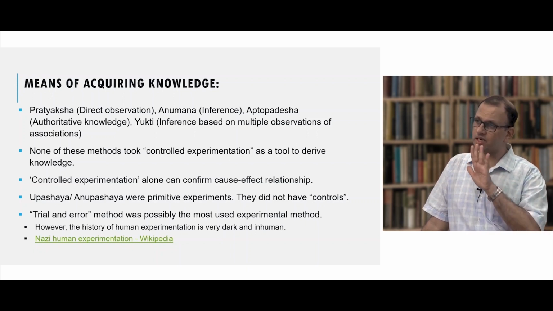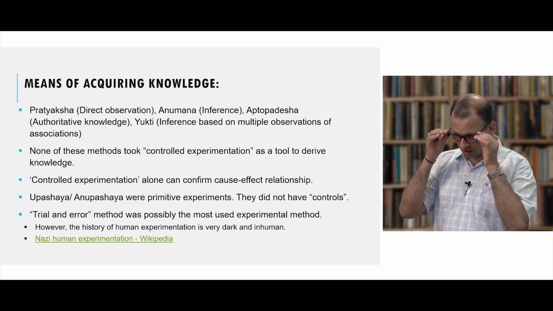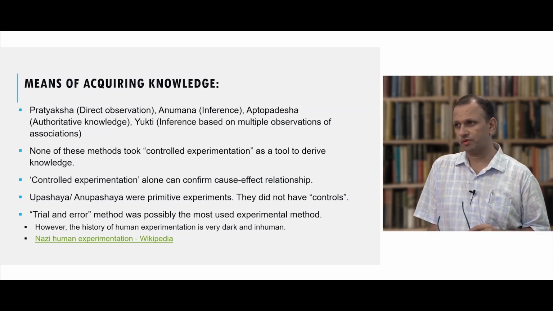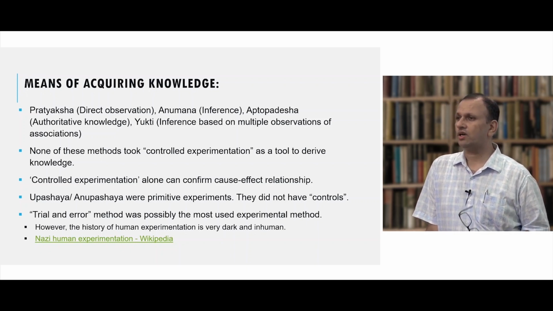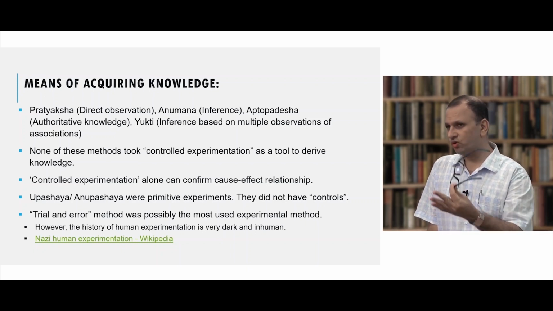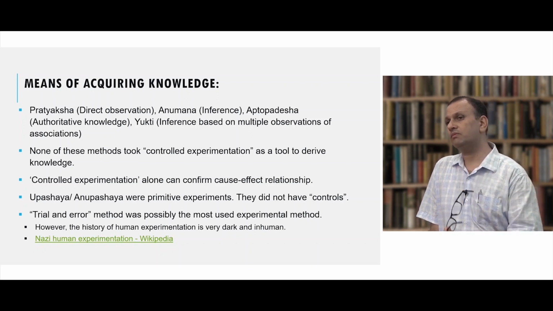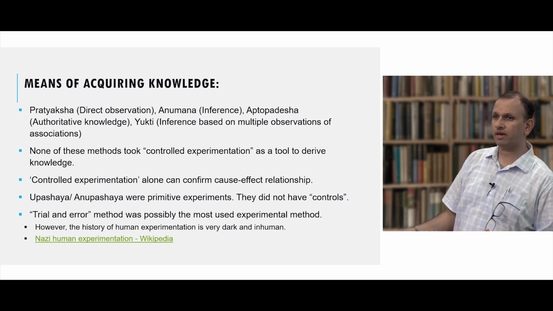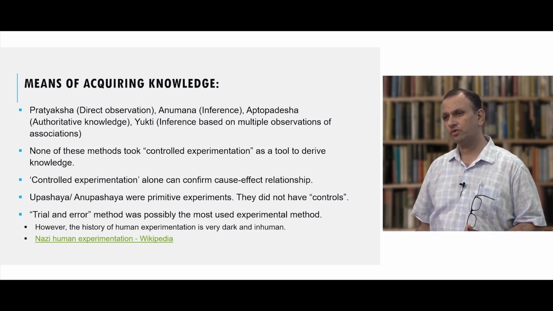However, the history of human experimentation is very dark and inhuman. This also we need to understand, right? Simply because they did not have controlled experimentation, we should not brush aside the entire observations that have been documented in Ayurvedic textbooks. Human experimentation is very new, and it has got a very dark and inhuman history. So those interested can go through the Nazi human experimentation article on Wikipedia. The Nuremberg Code and other things, all that came up only after such inhuman treatment was given to humans. So several people were thrown into water of different temperatures just to see for what duration they survive. So this was so inhuman.